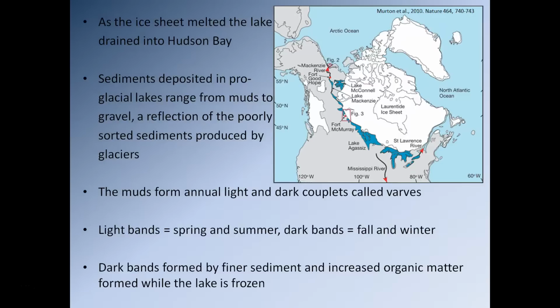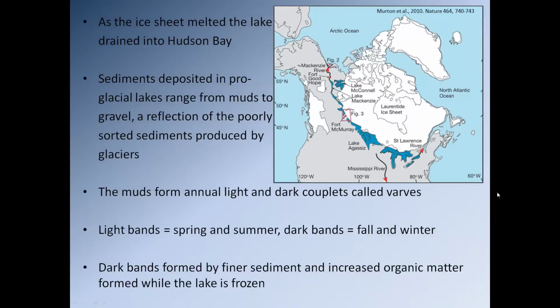So within these lakes, we get layers of mud that form light and dark bands. These are called light and dark couplets, and they're referred to as varves. The light bands represent spring and summer, and the dark bands represent the fall and winter. The reason the dark bands are dark is because during the winter months, typically the lake will freeze over. That means the water underneath won't be churned up by the wind, so the lake water becomes very, very still. And so all the very fine sediment, the clays that have been held in suspension in the water, can rain out onto the lake floor. Clays typically have quite a dark colour to them.